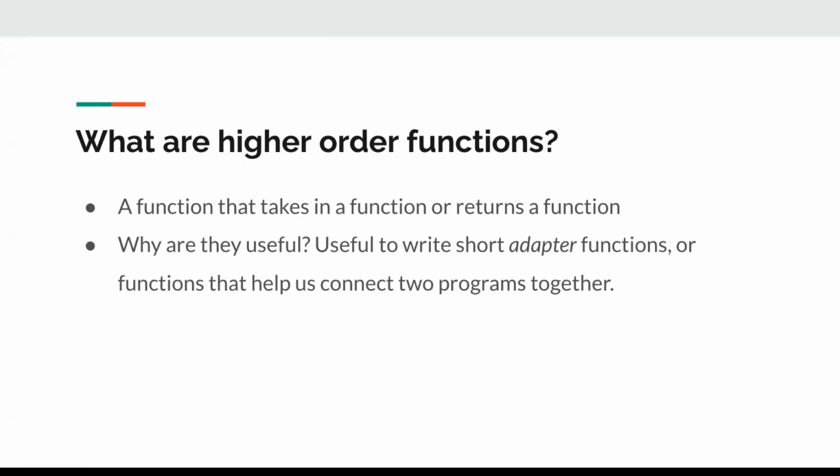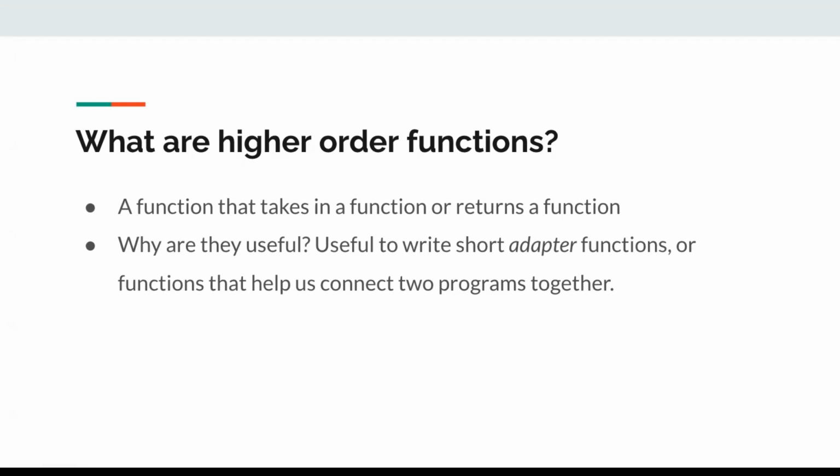Higher order functions are functions that take in functions or return functions. Often you'll see nested indentation levels, and that signifies a higher order function is in play. A lot of people ask why we use higher order functions. They're really useful in writing short adapter functions that help us connect two programs together. For instance, if you just need an extra parameter to keep track of while running a function, you'll create a small higher order function within that function, because you don't need other people to see it outside of that function.